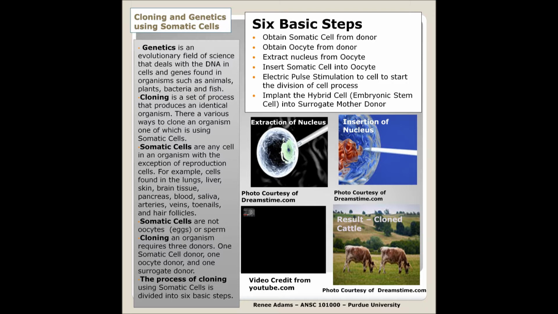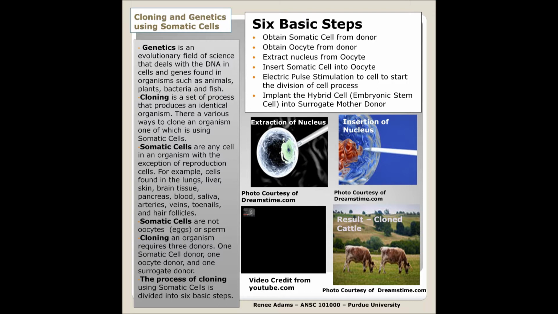Somatic cells are any cell in an organism with the exception of reproduction cells. For example, cells found in the lungs, liver, skin, brain tissue, pancreas, blood, saliva, arteries, veins, toenails, and hair follicles. Somatic cells are not oocytes, eggs, or sperm.